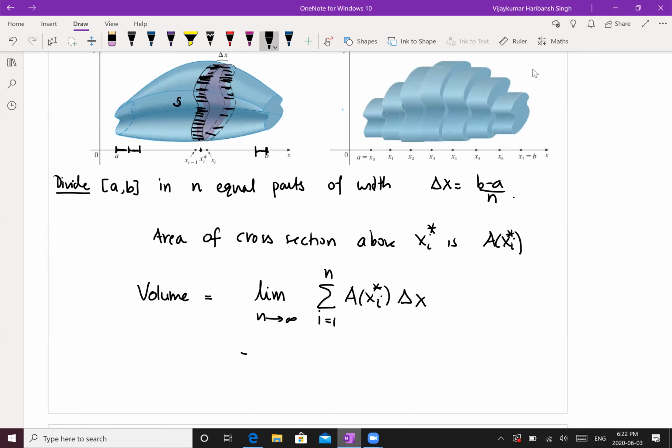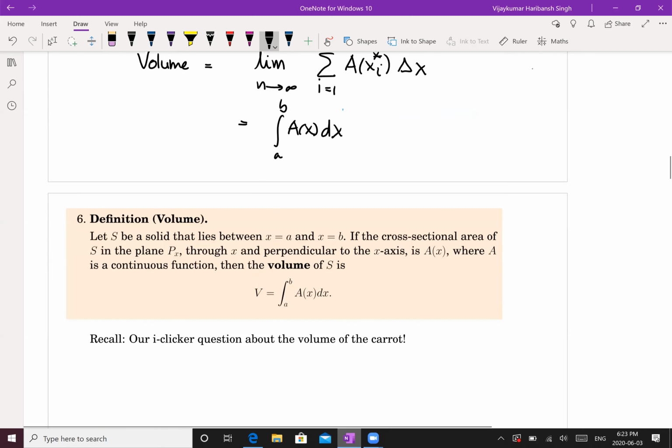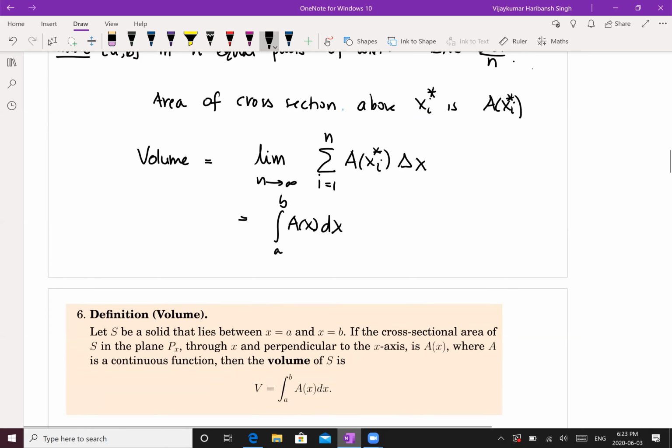Now this can be written in terms of an integral as follows. If you recall, this is the definite integral from a to b of A(x) dx. So this is how you find the volume of an object or solid. Okay. So now this definition can be refined in terms of the integral.